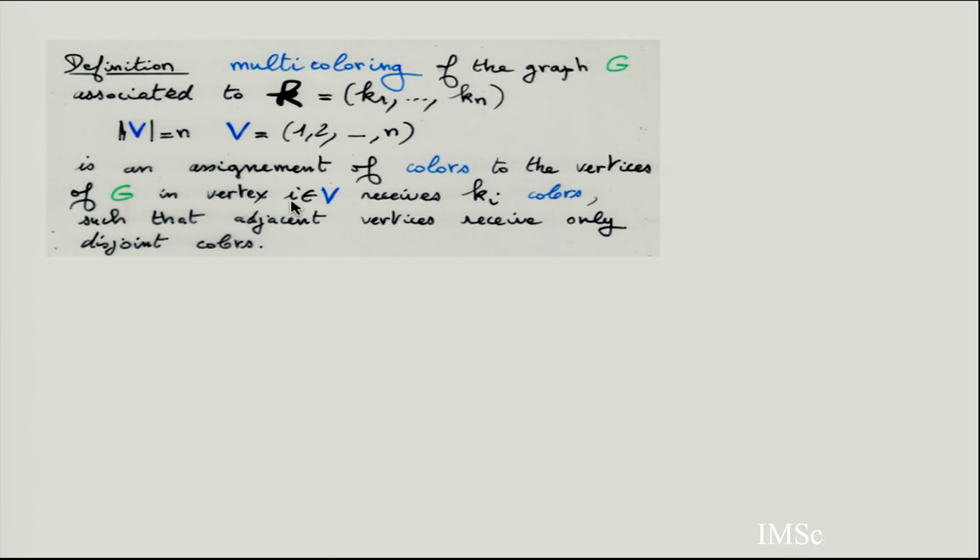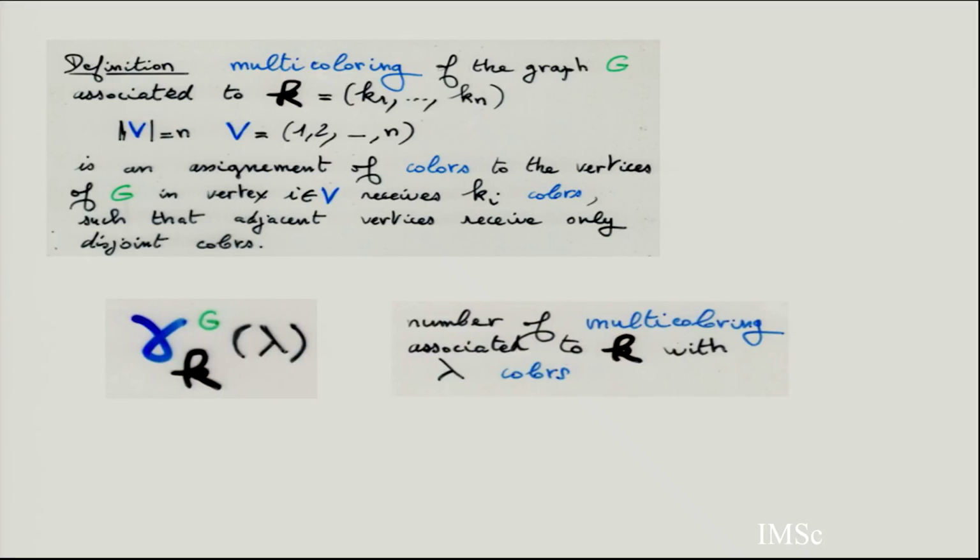I call the vertices of the graph 1, 2, ..., n. In the vertex i, there are ki colors received, so you can put many colors on the same vertex, but such that two adjacent vertices receive only disjoint colors. And you have a kind of extension of the chromatic polynomial, the multicoloring chromatic polynomial. So you have the graph G, you have this vector k1, k2, ..., kn, and this is the number of multicolorings associated to k with lambda colors.